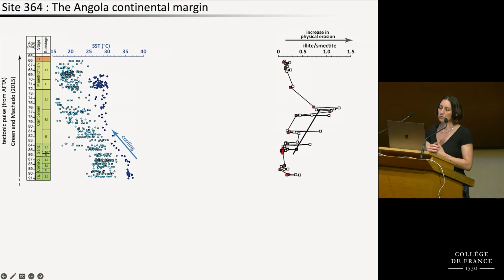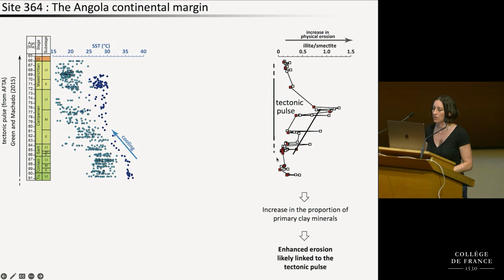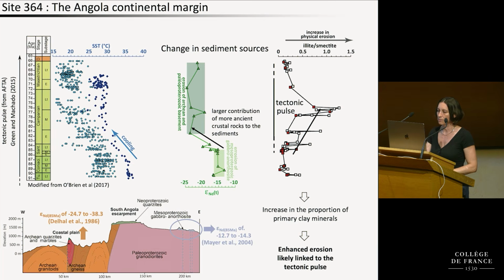If we look in parallel at the evolution of the temperatures with the existing proxy, we can see that this increase in the illite and smectite ratio occurs during this long-term cooling with a little offset, but here it is not very evident. So this cooling could have contributed to favor the production of illite and not smectite, but this is occurring also during the climax of a tectonic pulse, and thus we have interpreted this increase in the proportion of primary clay minerals as enhanced erosion, likely linked to the tectonic pulse.